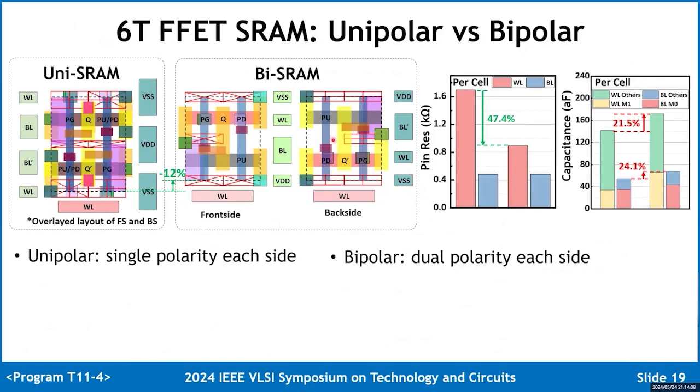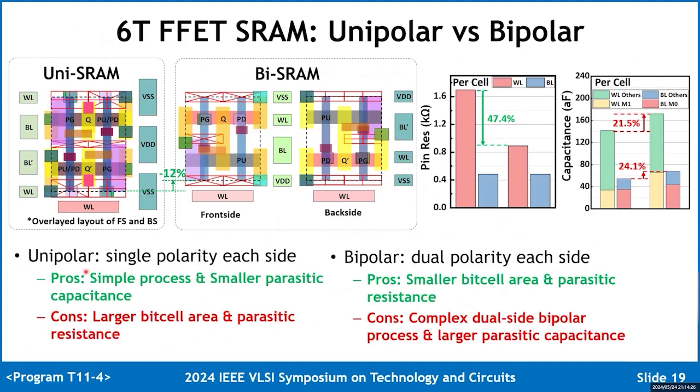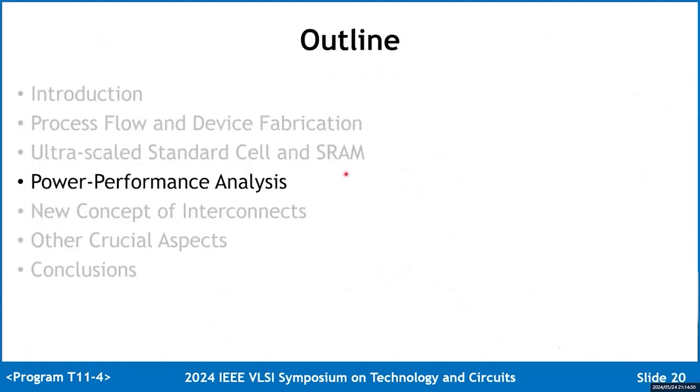Because processes on both sides of the wafer are independent in the FFET, transistors with dual polarity can be supported on one single side. Based on this, we design the bipolar SRAM and compare it with the unipolar SRAM. The unipolar SRAM has a simpler process because there's only one transistor type on each side. The bipolar SRAM, though with a complex bipolar process, has a smaller bit area and smaller parasitic resistance, but larger parasitic capacitance.